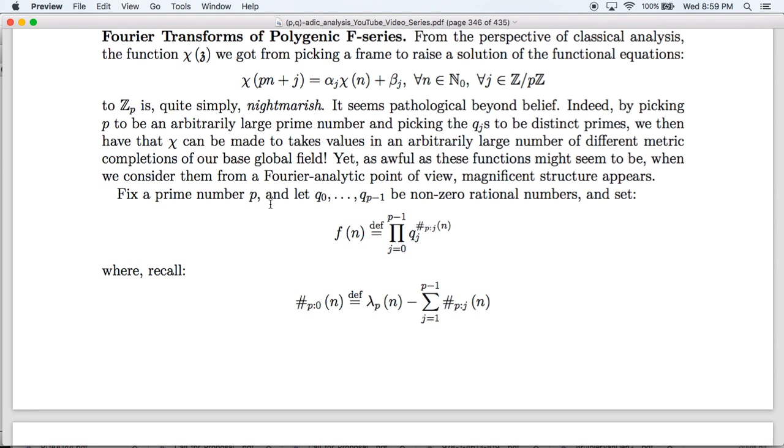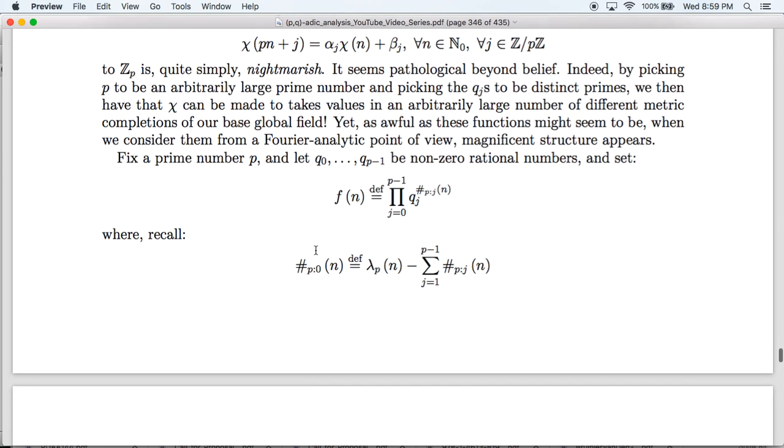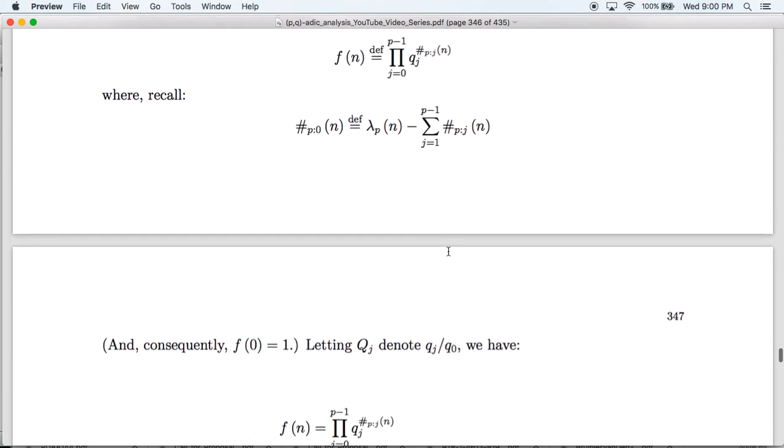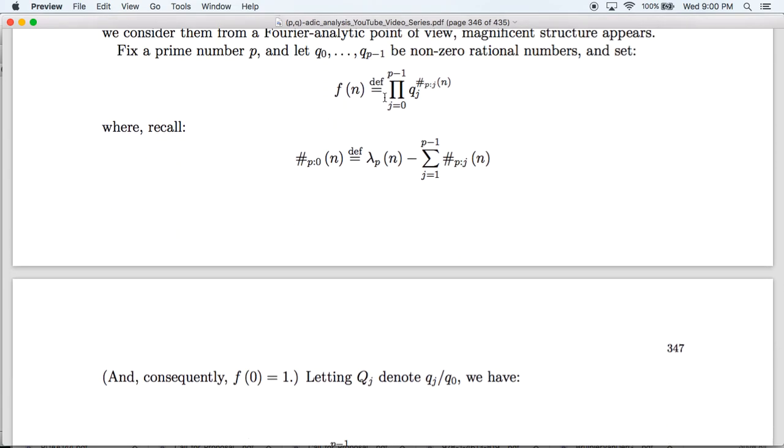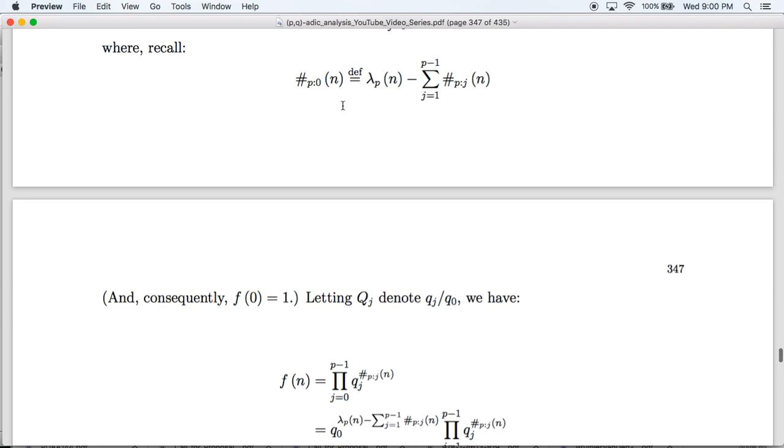So fix a prime p and let q0 through q_{p-1} be non-zero rational numbers, and set f of n to be this product, where recall the number of zeros in the p-adic digits of n is defined to be lambda p of n, the number of p-adic digits of n, minus the number of ones, the number of twos, etc., all the way to the number of p minus ones. This is important because then it guarantees that f of 0 is equal to 1.